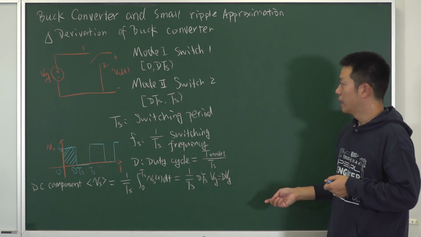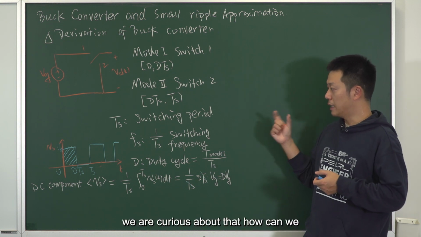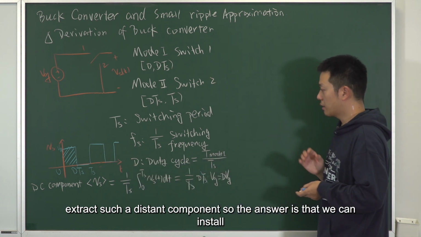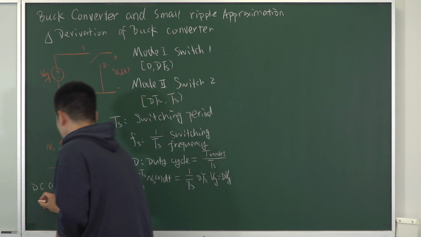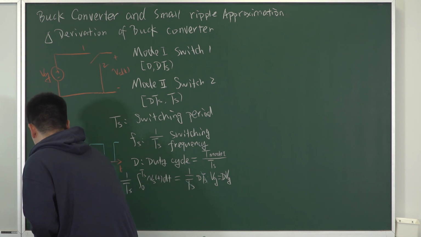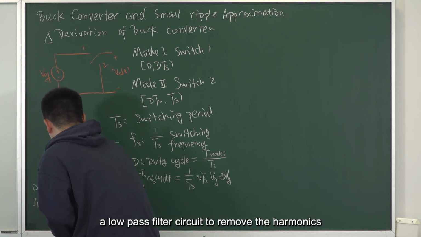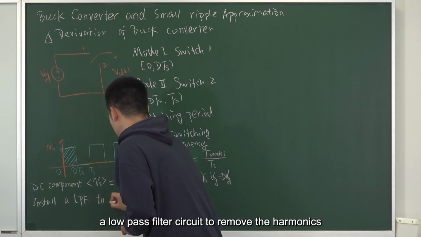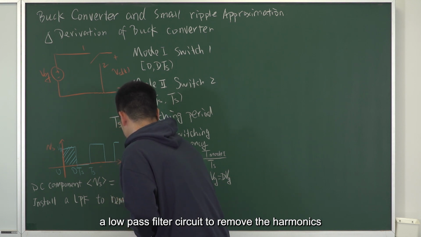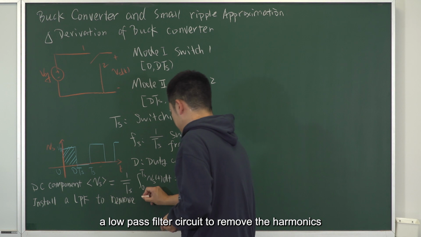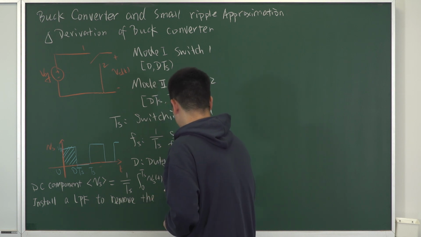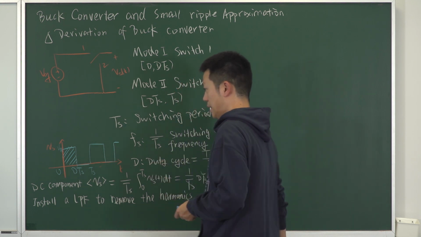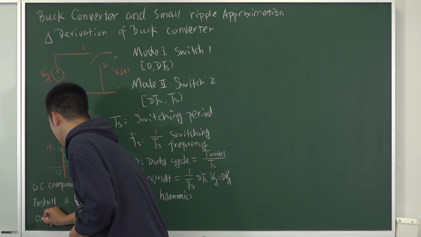So for the next step, we are curious about how we can extract such a DC component. The answer is that we can install a low pass filter circuit to remove the harmonics and pass only the DC component.